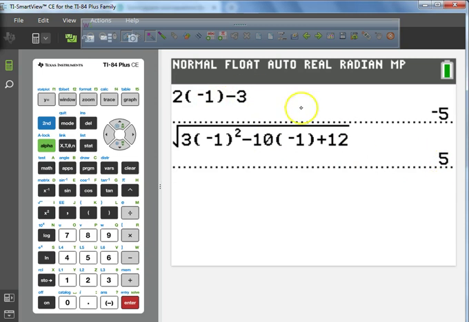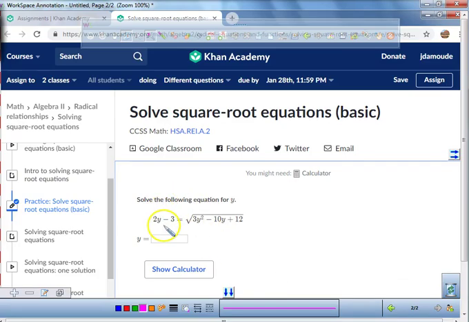When you plug in a -1 here, what does that equal? -5. So does -1 work in this particular equation? -5 is definitely not equal to +5. So in our solution set, -1 does not work. So that is considered to be what's called what? Extraneous solution. That's an extraneous solution.